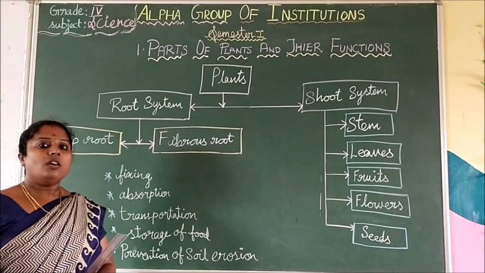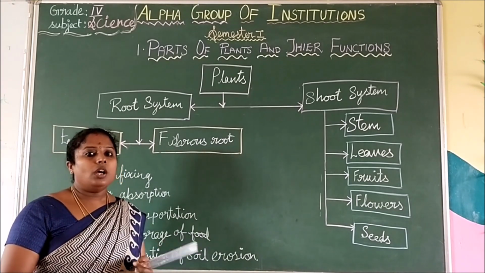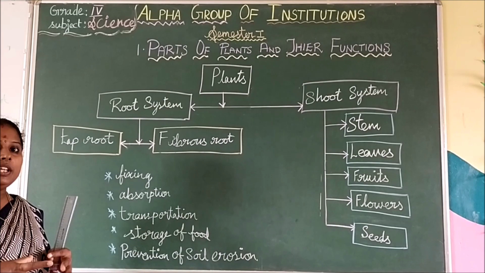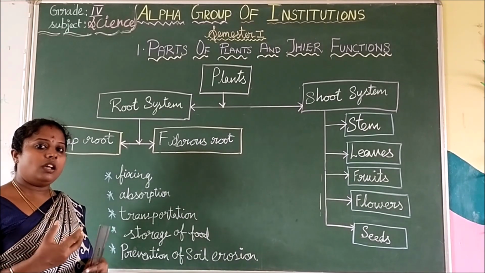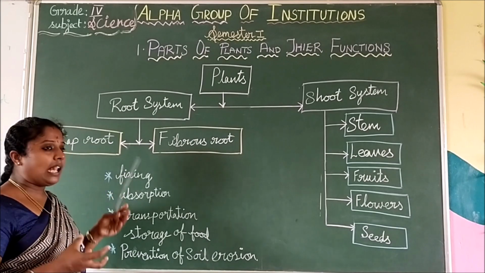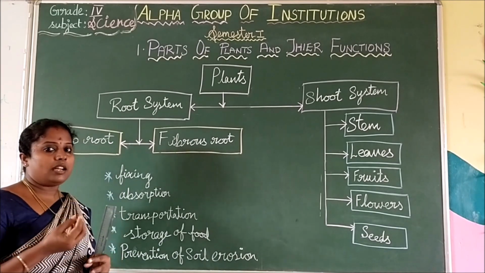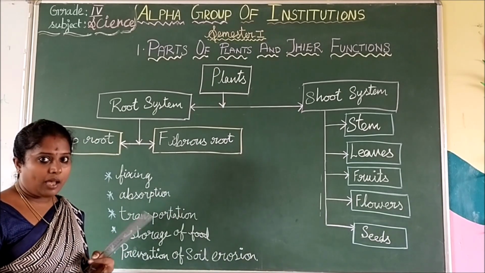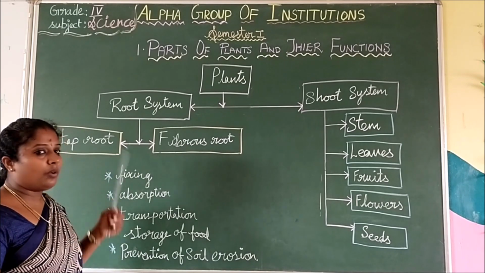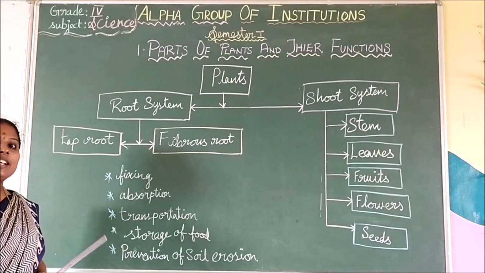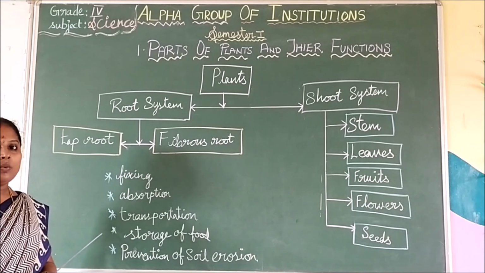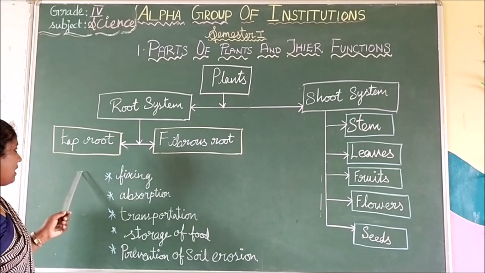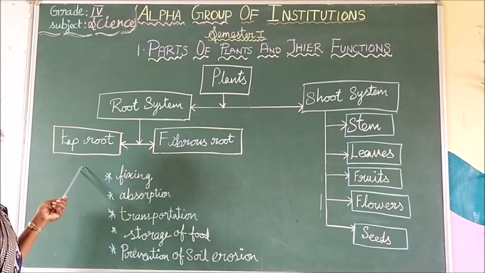Taproot will be having what? Primary root, secondary root, root cap and root hairs. It will get firm in the soil. This root helps the plant to stand straight. So this taproot will be having primary root, secondary root, root cap and root hairs. The examples of taproot system are rose plant, carrot, mango tree.